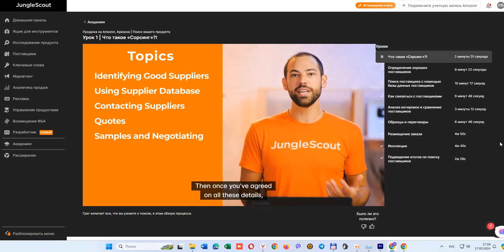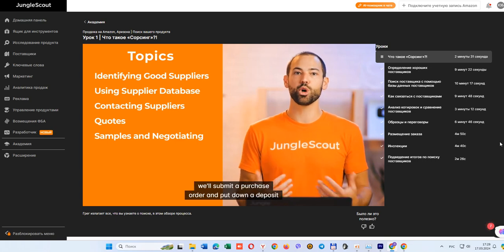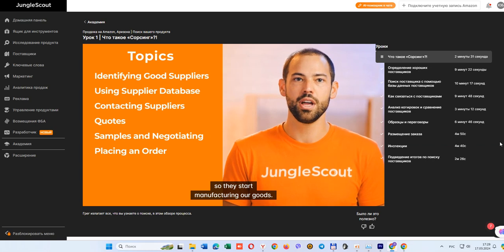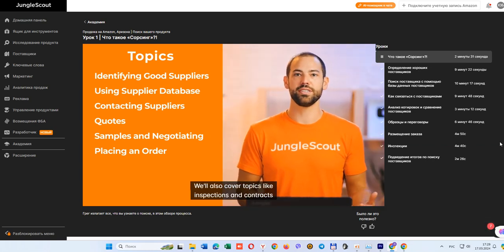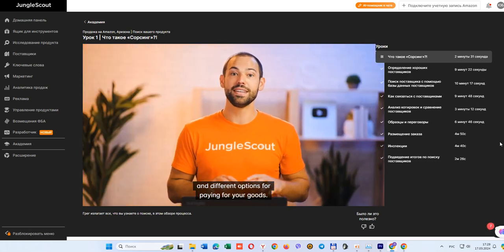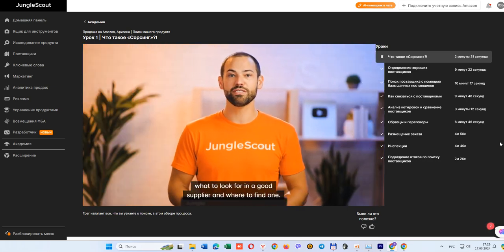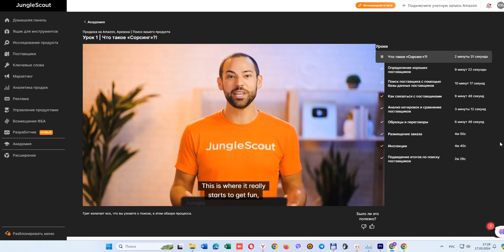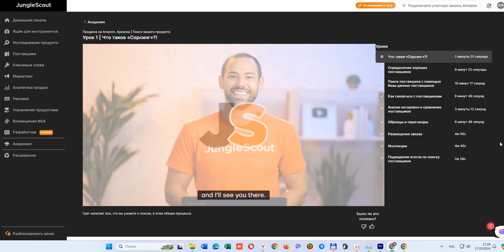And then once you've agreed on all these details, we'll submit a purchase order and put down a deposit so they start manufacturing our goods. We'll also cover topics like inspections and contracts and different options for paying for your goods. In the next lesson, we'll discuss what to look for in a good supplier and where to find one. This is where it really starts to get fun, and I'll see you there.